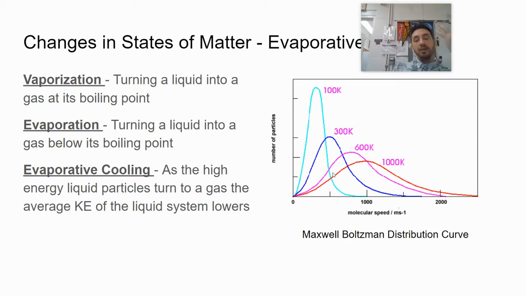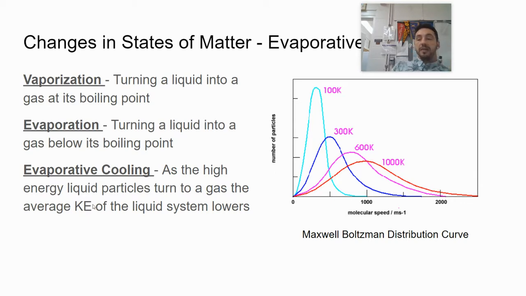And if you recall, the average kinetic energy is proportional to the temperature. So if we remove the highest energy particles, we lower the kinetic energy, therefore we lower the temperature. And that's what we call evaporative cooling. The high energy particles leave behind the slower moving particles, the average kinetic energy goes down, and we get cooler.